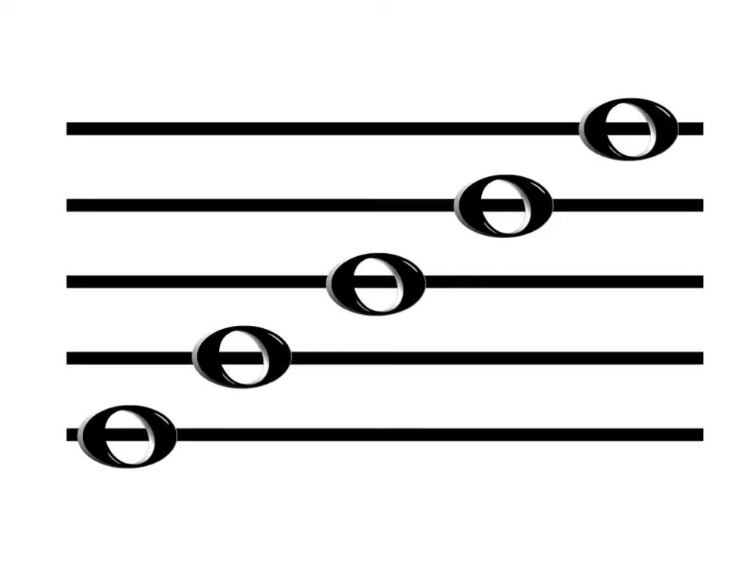Music notes can be drawn on lines. A note that is drawn on a line can be called a line note. It is drawn so that the line passes right through the middle of the note.